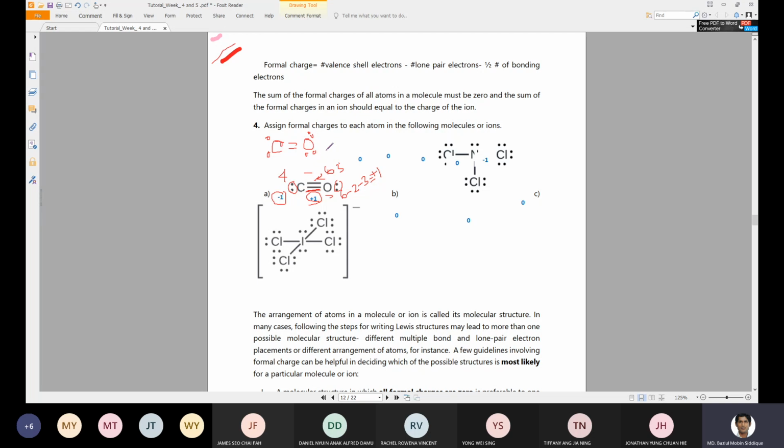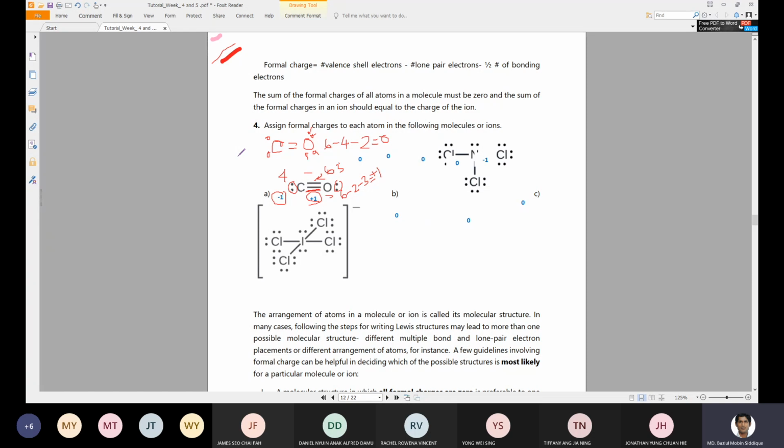Now you see carbon and oxygen here. What will be the formal charge on oxygen for this oxygen here? It is 6 minus this 4, 1, 2, 3, 4. So 4 minus these 2 electrons. Half of 4 is 2 anyway. So it is 0 for oxygen.